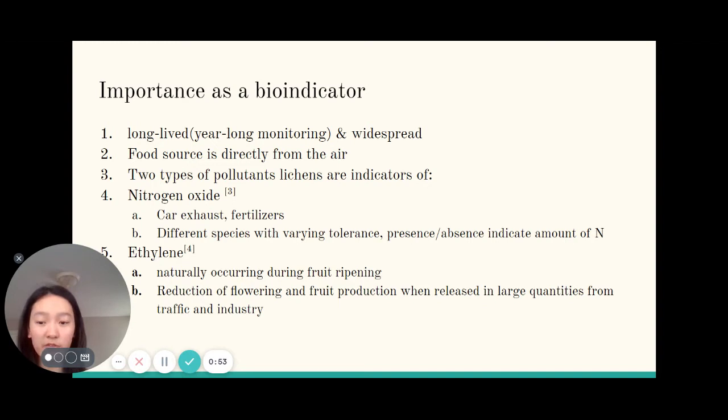So there are two types of pollutants lichens are indicators of. The first one is nitrogen oxide, which is produced from car exhaust and fertilizers. Different species have varying tolerance towards that, and the presence and absence indicate the amount of nitrogen in the atmosphere. Another pollutant is ethylene, which is naturally occurring during fruit ripening, but when it's released in large quantities from traffic and industry, it causes a reduction of flower and fruit production.